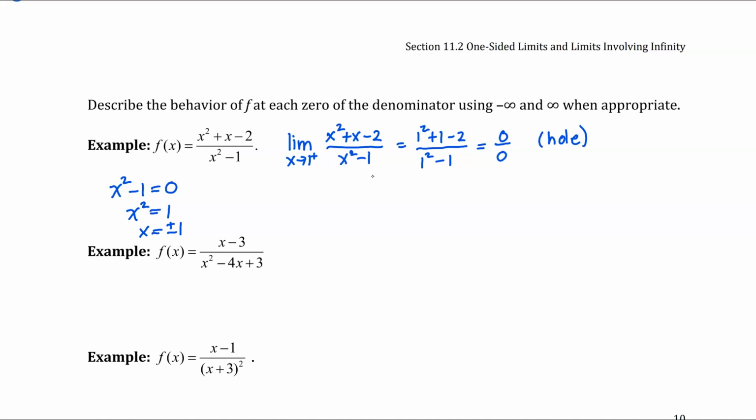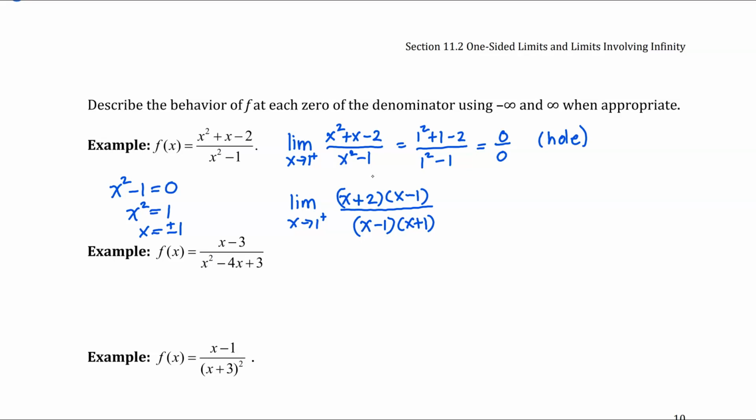And we have seen an example where the function has a hole on the graph and the limit still exists. And the technique that we learned when we have an indeterminate form is to factor. So let's go ahead and factor both numerator and denominator. So let's factor the numerator. You have x plus 2 times x minus 1. And then the denominator is x minus 1 times x plus 1.